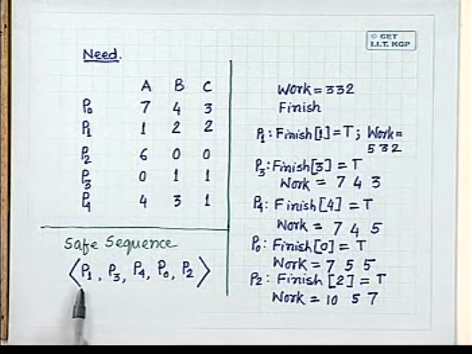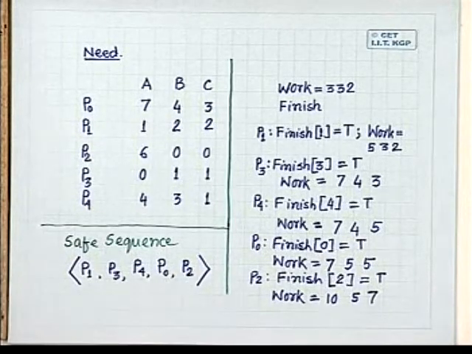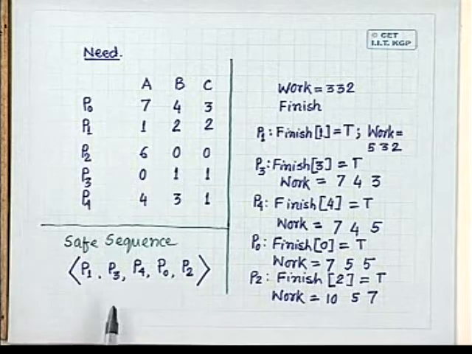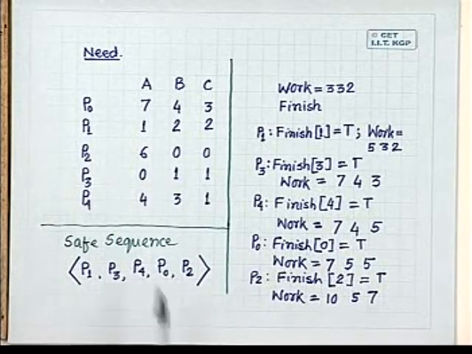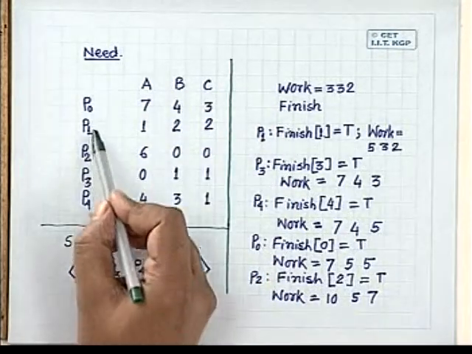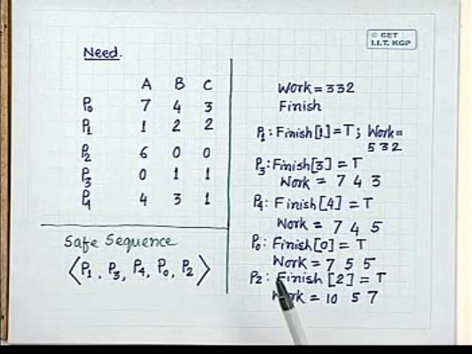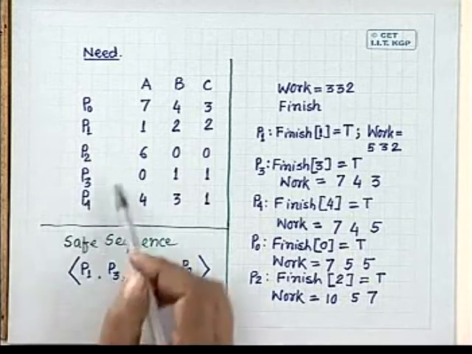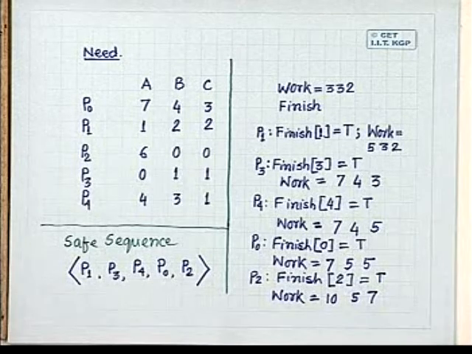Now when I say that the safe sequence is P1, P3, P4, P0 and P2, it does not mean that this safe sequence is unique. We have got this sequence because we have started our scanning from process P0. Instead of starting from process P0, if I move in the reverse order, I start from P4, P3, P2, P1, P0, or I scan the processes in any arbitrary order, maybe P2, P0, P1, P3, P4, any arbitrary order. In that case, the algorithm may lead to a different safe sequence.